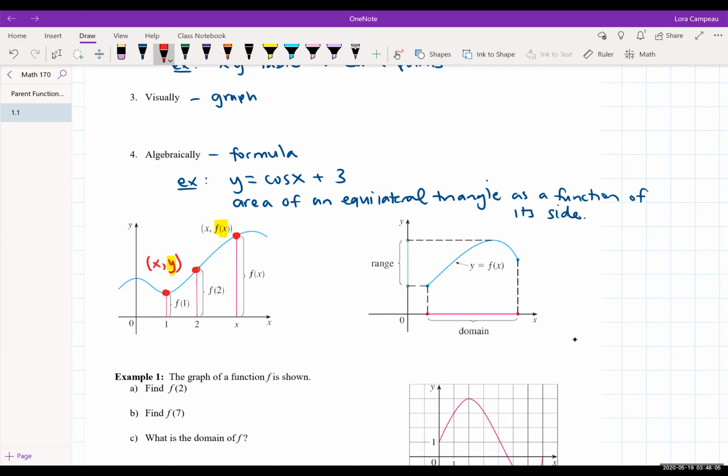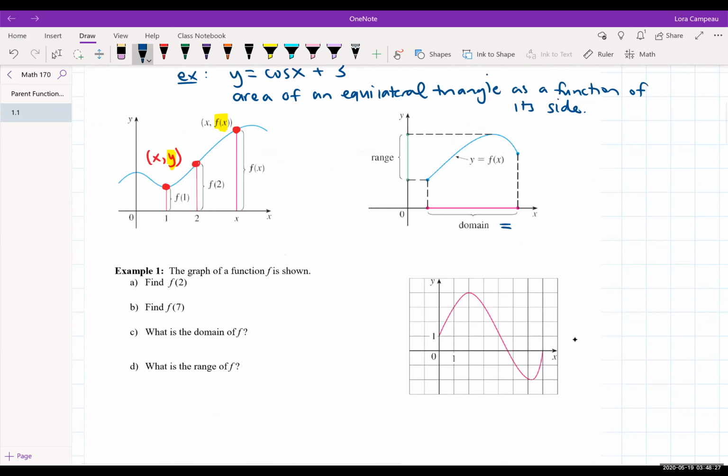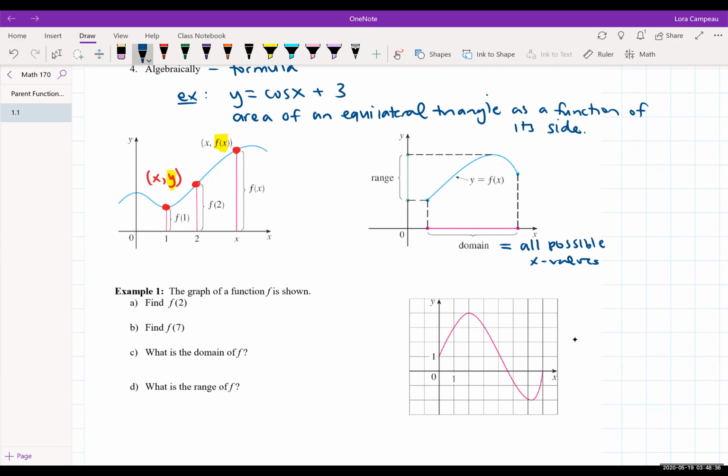Another thing to remind ourselves about functions is that we like to talk about all the possible x values and all the possible y values when we're viewing the picture. We talk about this in terms of domain and range. Domain, just a quick reminder, is all the possible x values of a relation or a function. And the range is all possible y values.